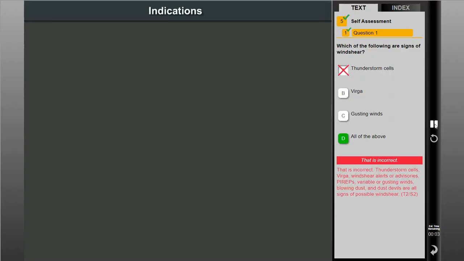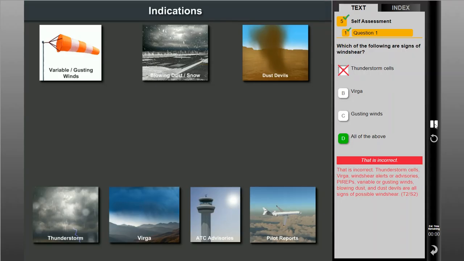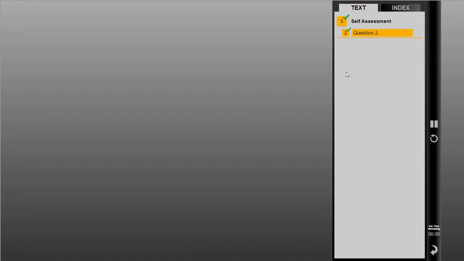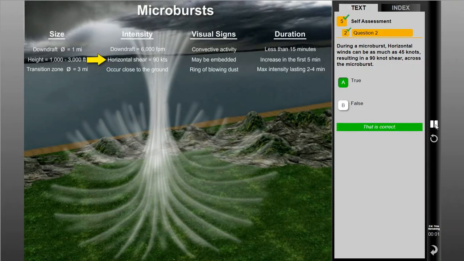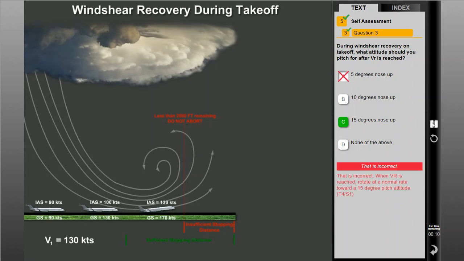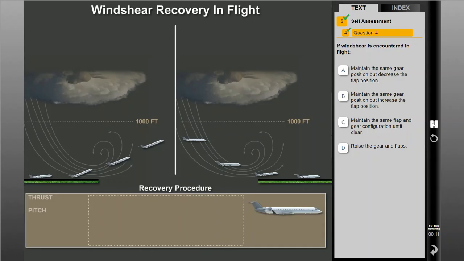That is incorrect. That is correct. That is incorrect. That is incorrect.